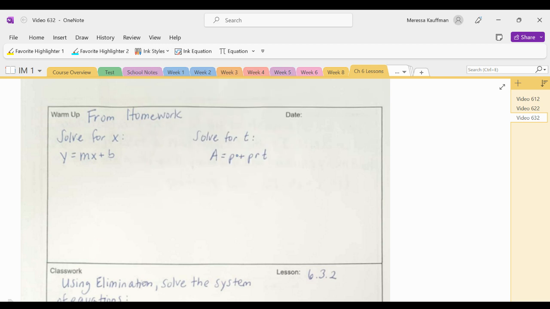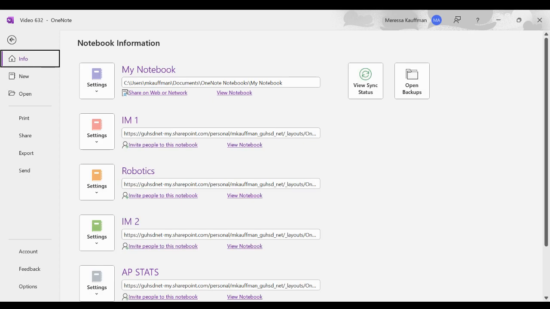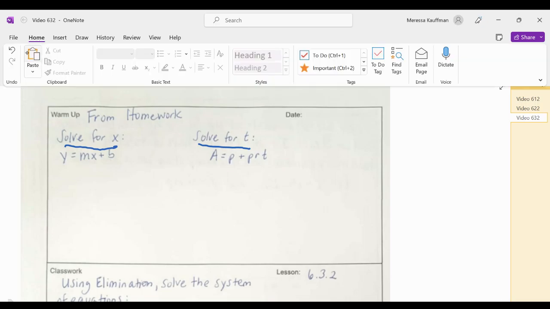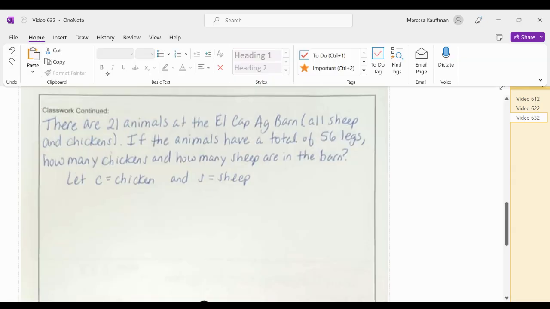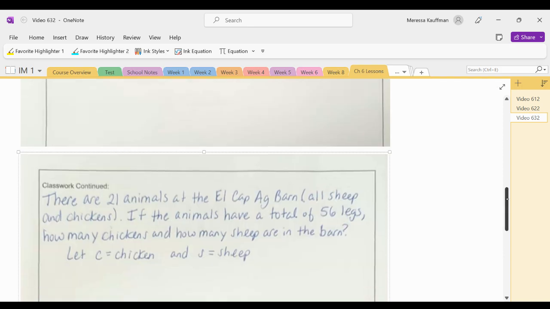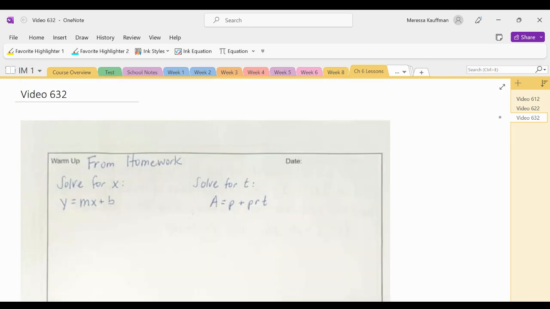So let's go ahead and look at these two equations. These are actually from your homework, and notice they give you the directions of solve for x and solve for t. So that's what we're going to do right now. Oh, technical difficulties already. Here we go. All right, so let's do this now.